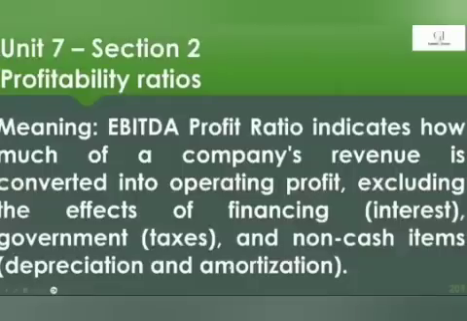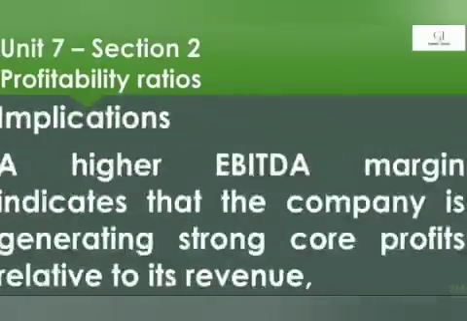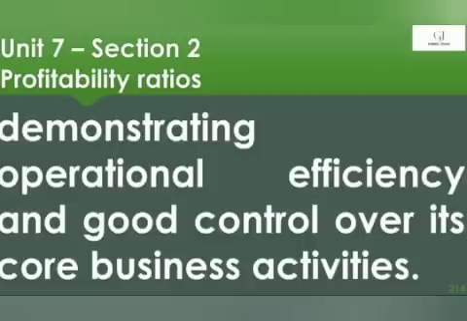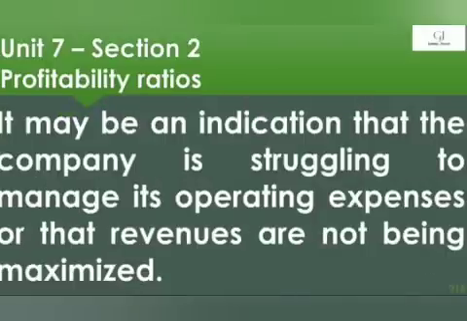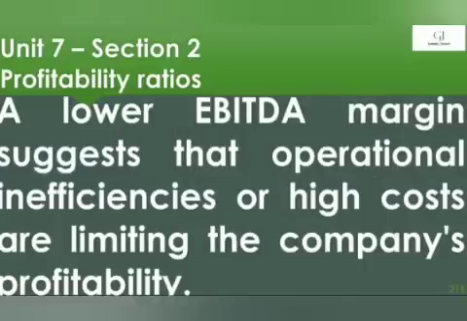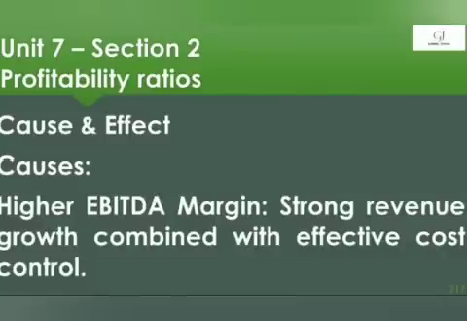So let's look at the meaning so that it will give us more context, the implication. A higher EBITDA margin indicates that the company is generating strong core profits relative to its revenue, demonstrating operational efficiency and good control over its core business, not non-core. A lower EBITDA margin suggests operational inefficiencies or high cost limiting the company's profitability. It may be an indication that the company is struggling to manage its operating expenses, or that revenue is not being maximized. So this may be the reason for a low EBITDA.